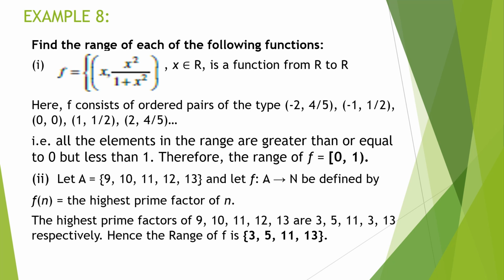For 9 the factors can be 1, 3, 9 but the highest prime factor is 3. For 10 the highest prime factor is 5. For 11 it is 11. For 12 the highest prime factor is 3. And for 13 it is 13. So the range will consist of 3, 5, 11 and 13.